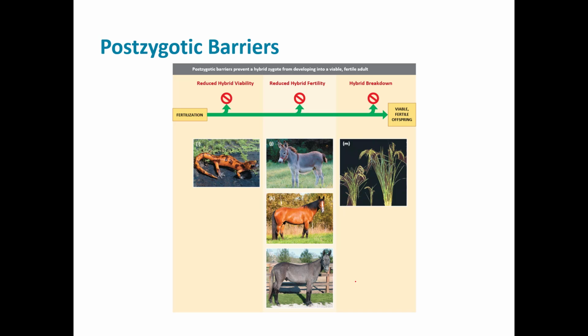Reduced hybrid fertility is kind of like when you have a donkey and a horse making a mule. The mule is sterile. It's perfectly healthy. It's viable, but it's sterile. That's reduced hybrid fertility.